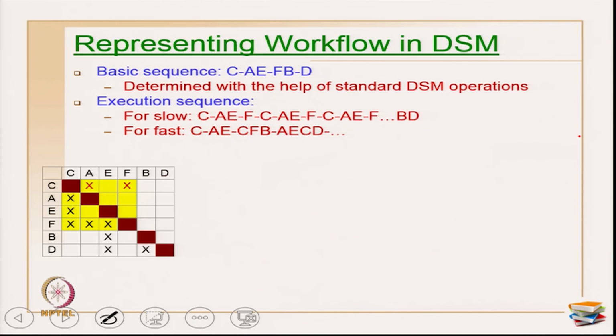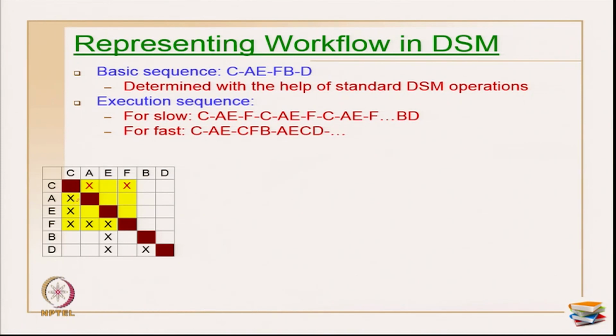So, representing workflow in DSM. Suppose I want to use the DSM example in a construction phase, what happens and what are the changes? Researchers have identified that there are two ways of executing a sequence: one is called the basic sequence and the other is called the execution sequence. The basic sequence is C, then A and E in parallel, then F and B, because this is in parallel, and then activity D is executed. This is a basic sequence.